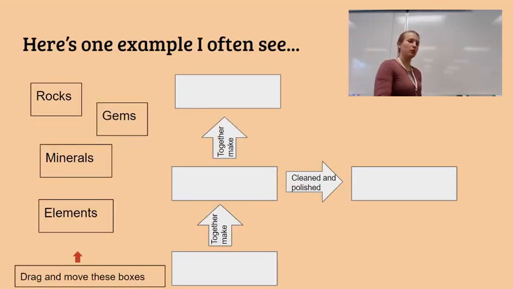A lot of times people will draw something like this where they have, oh, and I'm sorry, I don't have atoms on here. So it would be atoms are the smallest and they make elements. If you have a bunch of elements together, you make a mineral, which could also be called a gem if you shine it up. And then a bunch of minerals together make a rock. So a lot of times people will make some sort of image like this, but I've seen a lot of really creative ways to organize these couple words.